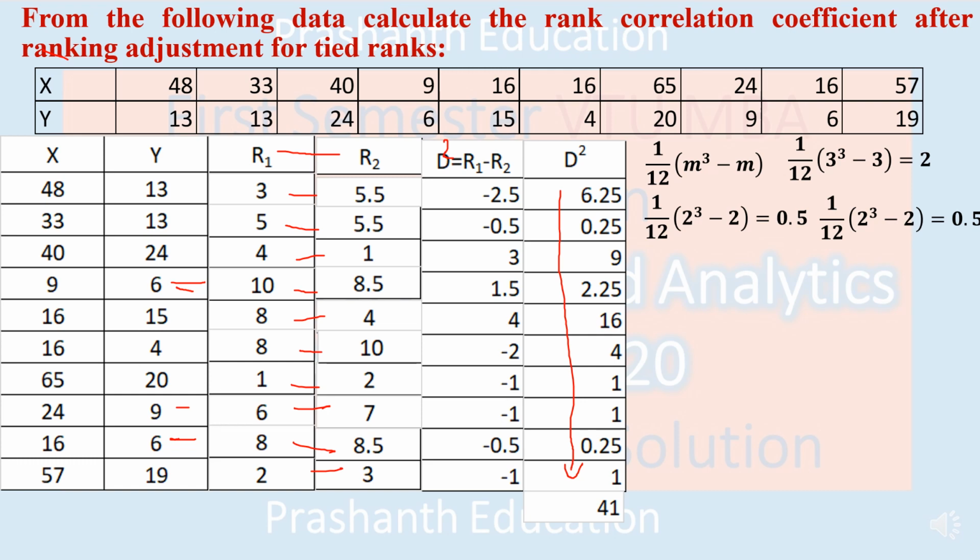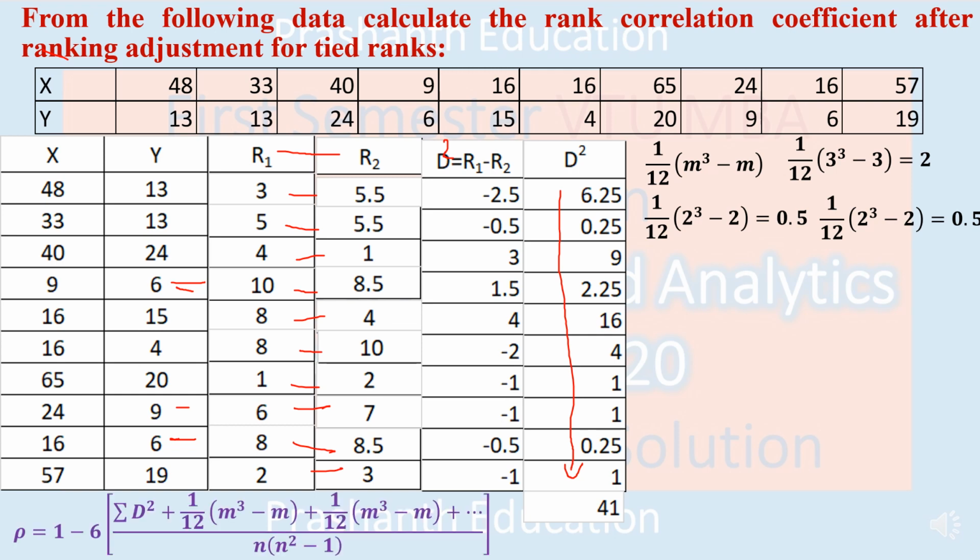Now we will take up the formula for when repeated ranks are not there. If repeated ranks are not there, this part will be 0, this part will be 0, and we have only 6 sigma d square divided by n into n square minus 1.